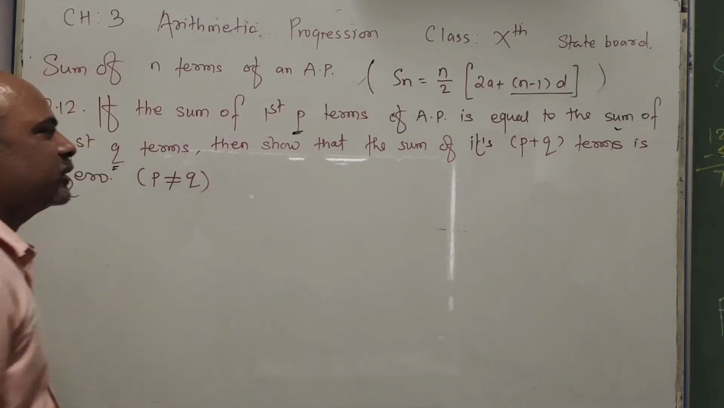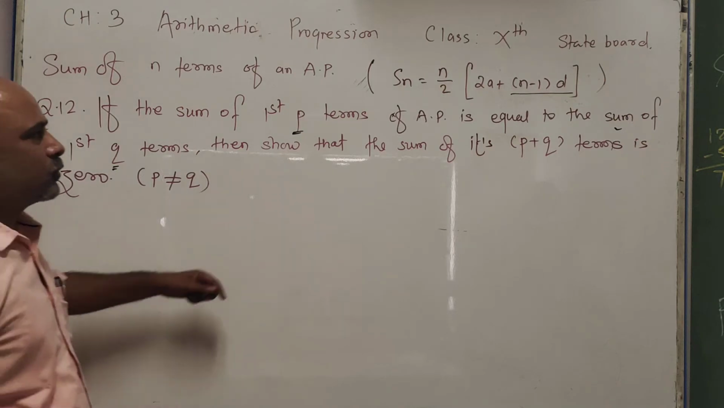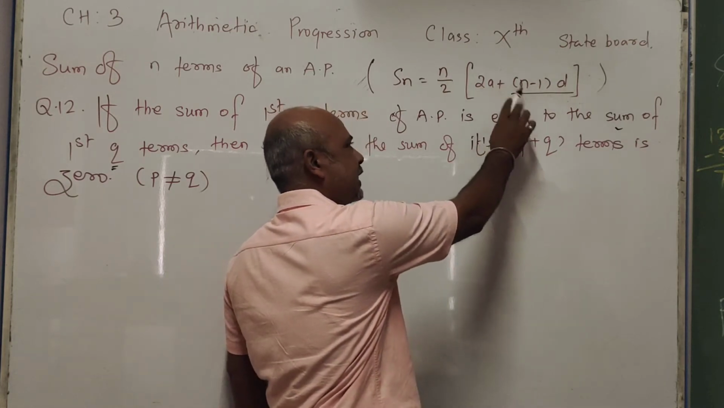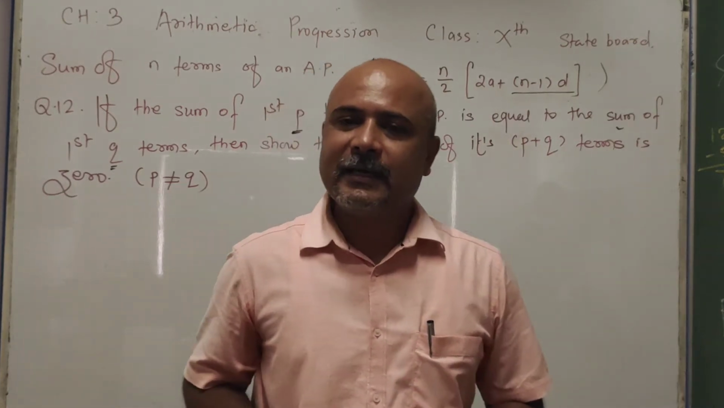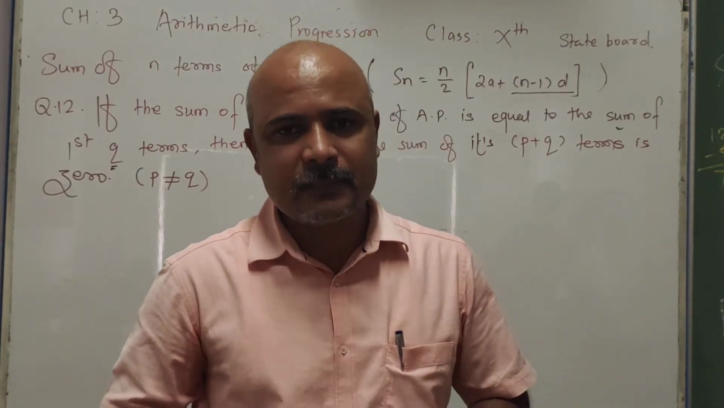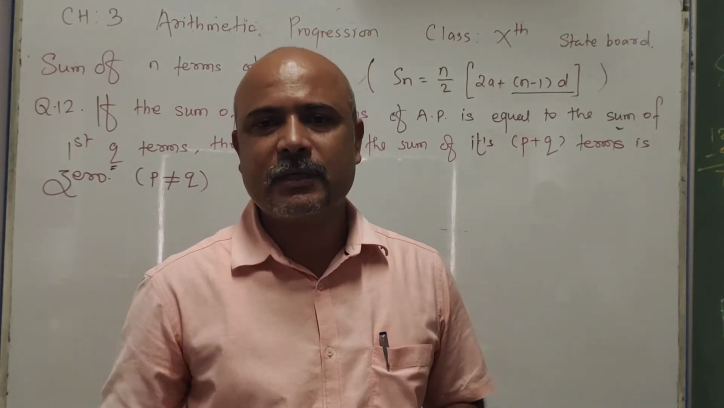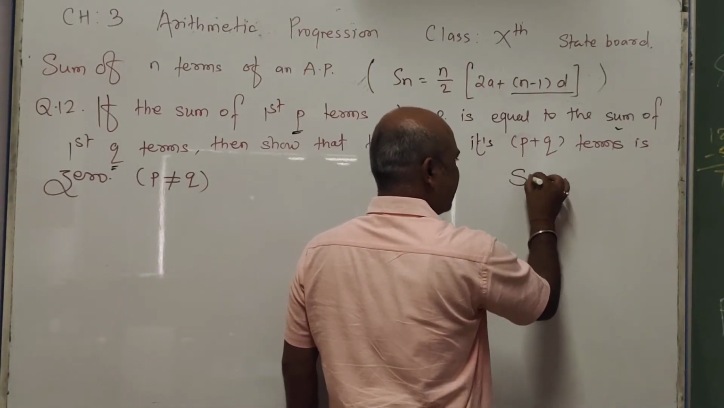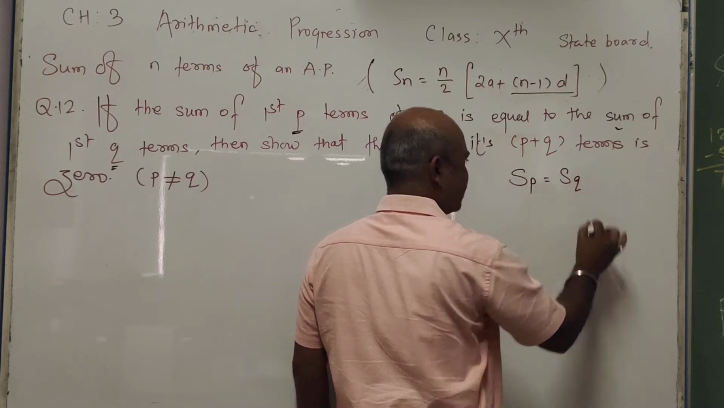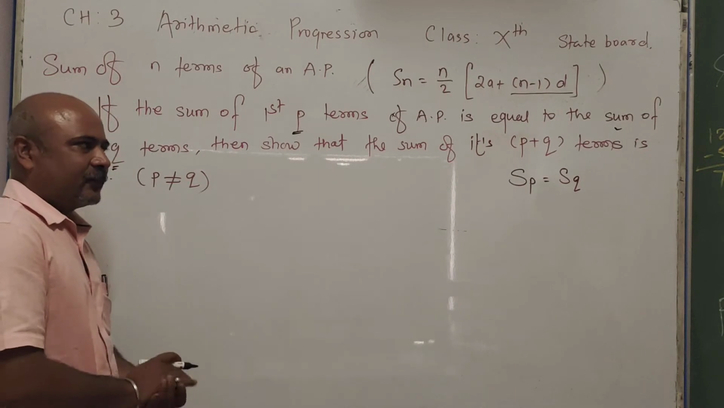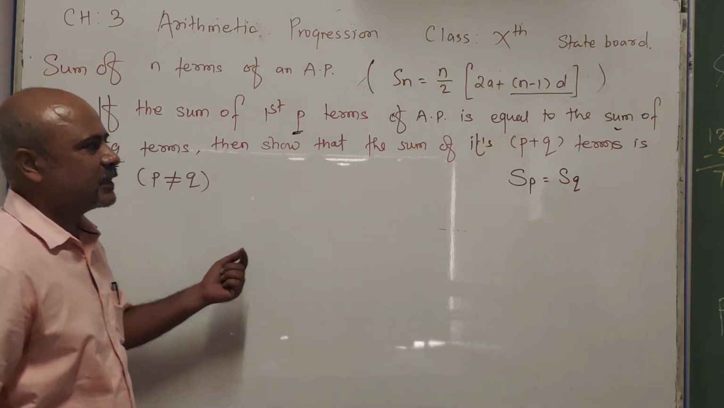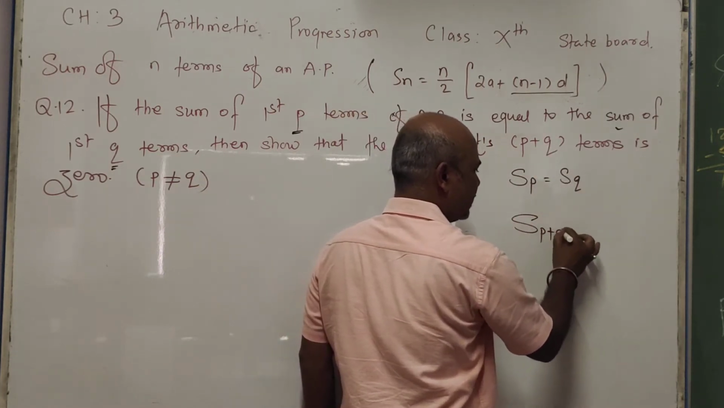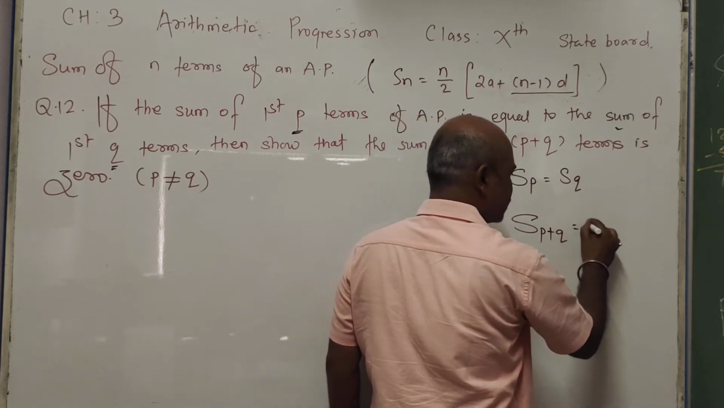Students, as we know, what is the formula of Sn? Sn is equal to n by 2 times 2a plus n minus 1 into d. And here we are going to show that the sum of first p terms is equal to the sum of first q terms. It means Sp is equal to Sq. And then after solving this, we are going to prove that the sum of its p plus q terms is 0.